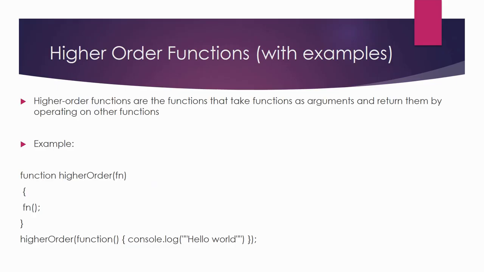Then what is a higher order function? We can also take an example. Higher order functions are functions that take functions as arguments and return them by operating on other functions. Let us take the example. We take the example of a function higherOrder, and we pass the parameter fn. Then we call fn as a function. Then we can write the higher order function. Then with console.log we can print hello world.